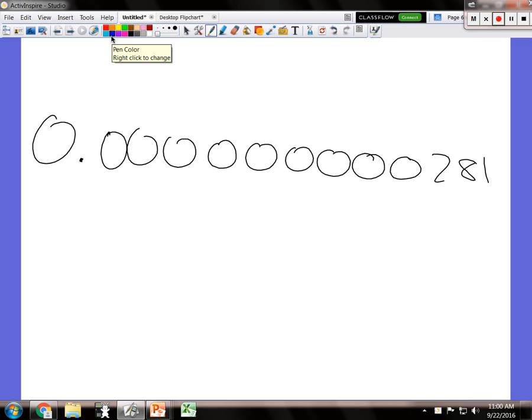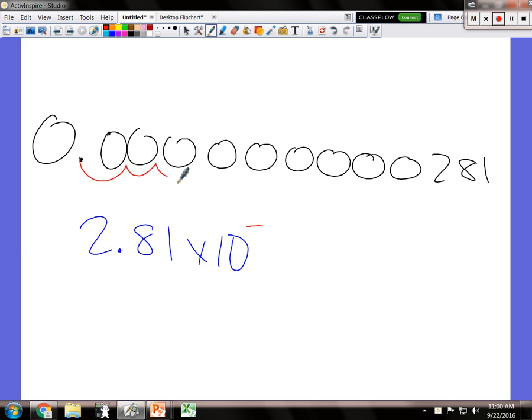So that means what's going to be my first? How far can I roll when I need to stop? I need to go to the 2, right? So you agree it's going to be 2.81, times 10, and this is the important part. Is this number more than 1 or less than 1? Less. So automatically we assign it a negative sign. Now we see how far we roll. 1, 2, 3, 4, 5, 6, 7, 8, 9, and 10. So 2.81 times 10 to the negative 10.